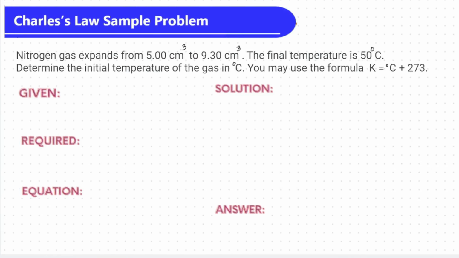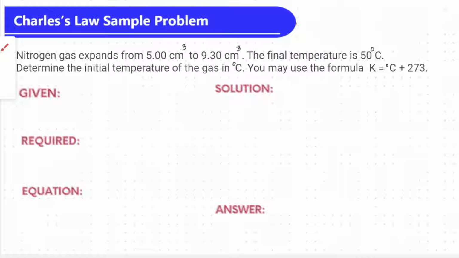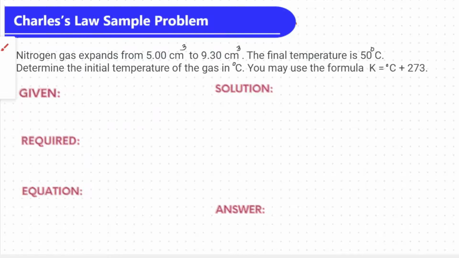Alright, let's have the final question or problem. Nitrogen gas expands from 5 cubic centimeters to 9.30 cubic centimeters. The final temperature is 50 degrees Celsius. Determine the initial temperature of the gas in degrees Celsius. You may use the formula K is equal to degrees Celsius plus 273. You may have encountered this conversion factor in the previous lessons that we have.